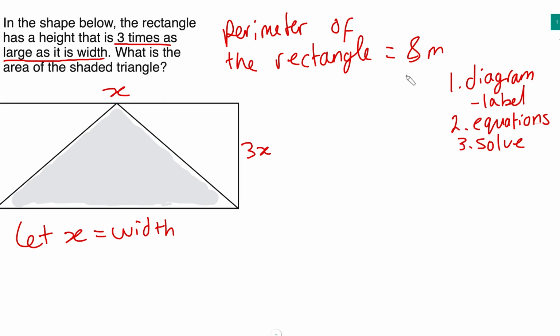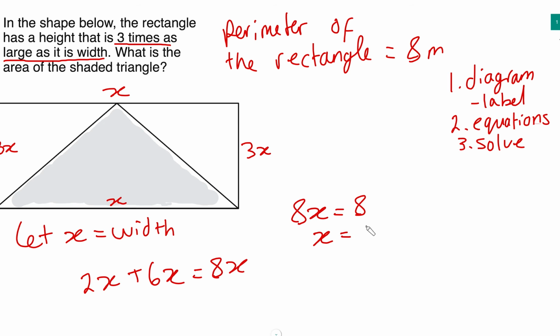Now formally you'd write let x equals width. Then it tells you the perimeter of the rectangle is 8 meters. So what do you know? You know the perimeter is going to be the outside edge. The outside edge is going to be x plus this x. So we're going to have 2x. So if we label that as x, that's 3x. So x plus x is 2x plus this side and that side, which is going to be 6x. That equals 8x. And it's told you that the perimeter is 8. So if the perimeter is 8, we can write 8x is equal to 8. So therefore x is equal to 1. Why? We just divided both sides by 8 to get rid of this. So we get x is equal to 1 meter.